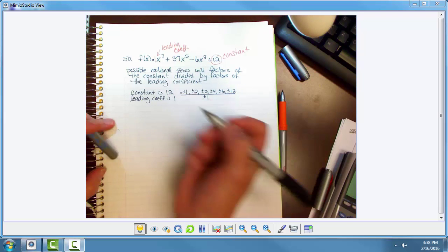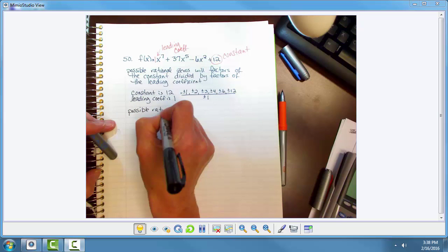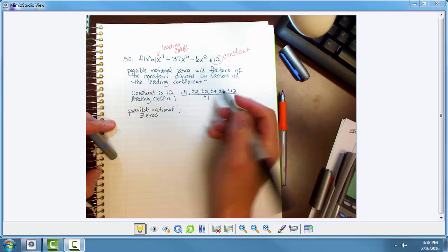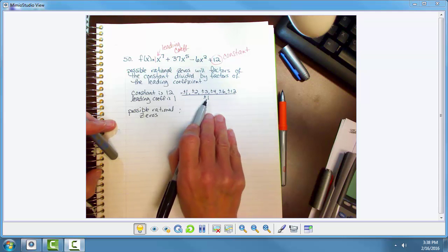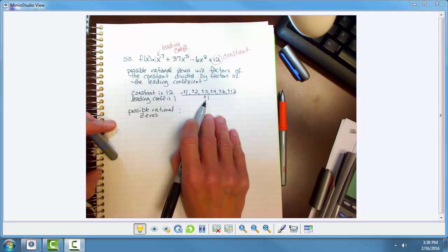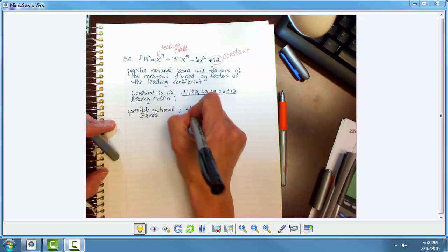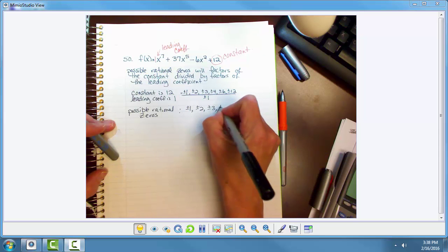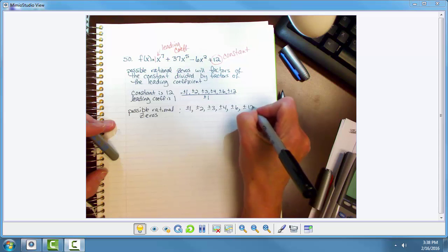So your possible rational zeros would be all of these numbers on top divided by each number on the bottom, which in this case was fairly simple because you only had one factor in the bottom. So the possible rational zeros are plus or minus 1, plus or minus 2, plus or minus 3, plus or minus 4, plus or minus 6, and plus or minus 12.